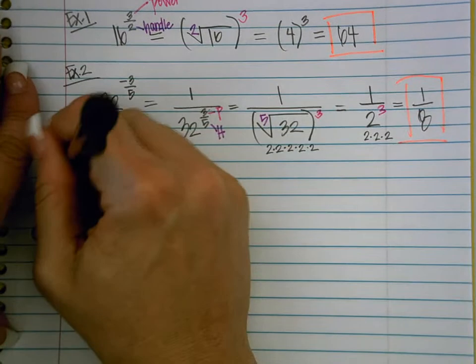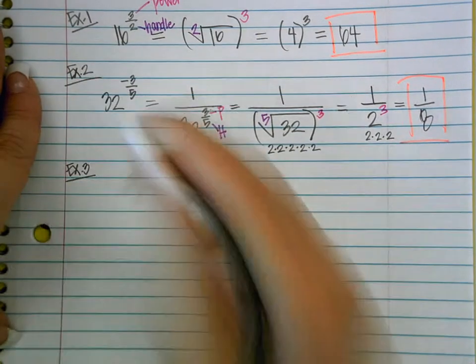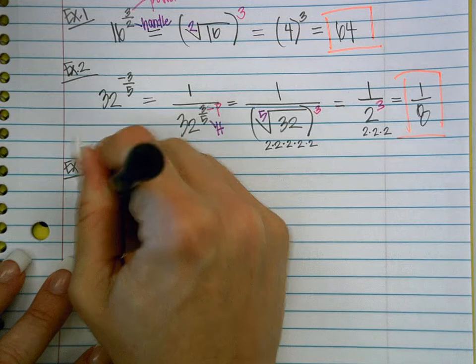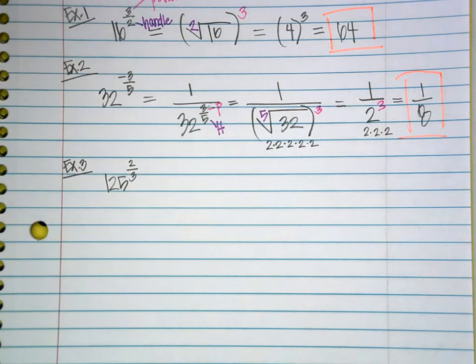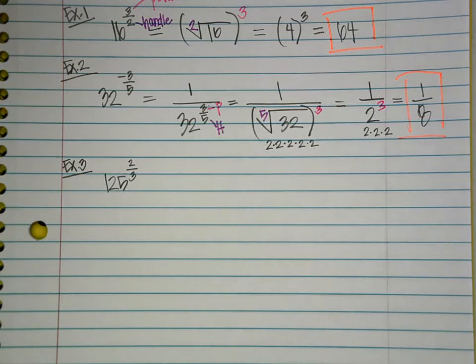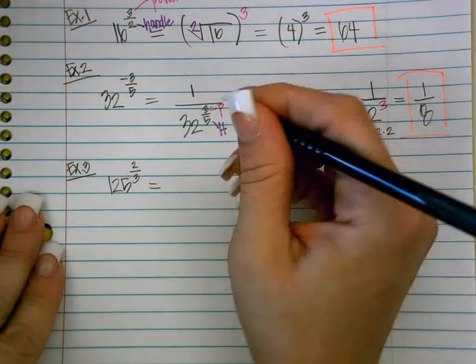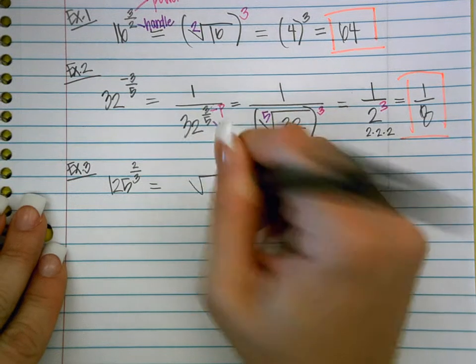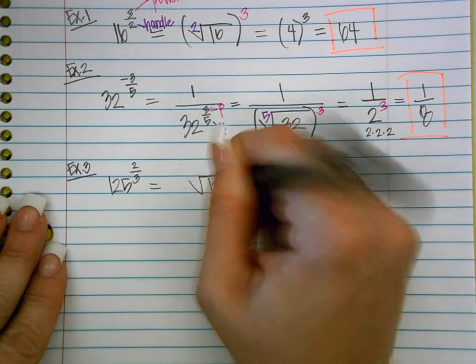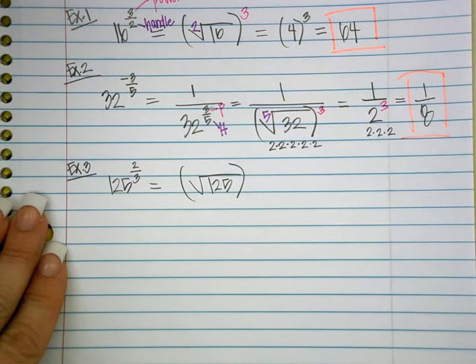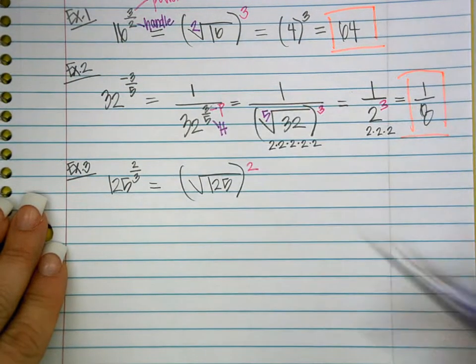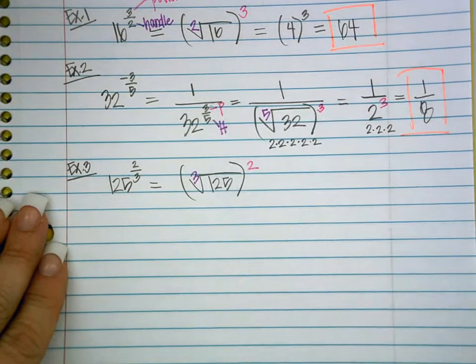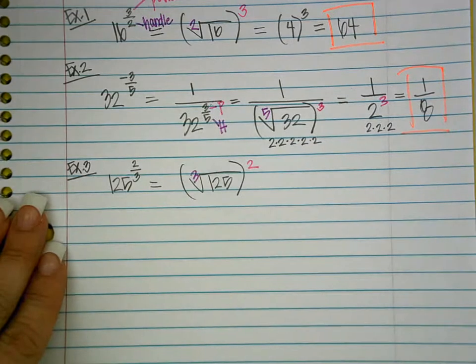Okay, number 3. I'd like you to simplify 125 to the 2/3 power. First thing you want to do is rewrite this in power handle. So underneath the radical is 125. Power of what? 2. Handle of 3. So make sure you put the power and the handle in the right place.